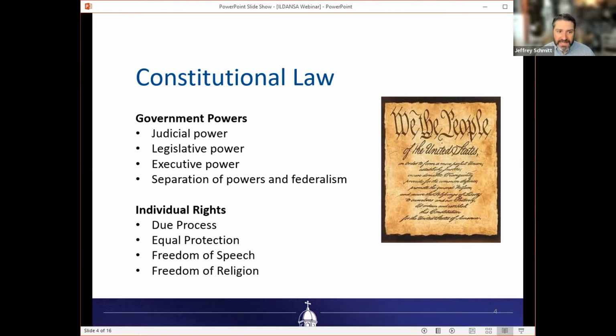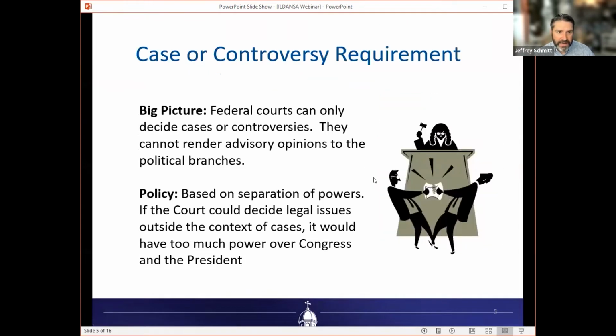The other big topic is individual rights. So a right to privacy, freedom of speech, freedom of religion. That's the second half of the course. What I'd like to focus on right now is that very first topic of judicial power, the power of the courts in our system in the United States. And one topic that we would cover very early on is called the case or controversy requirement. And so I would start out with a slide like this, where I try to give you the big picture, and I give you an idea of the general rule we're looking at.